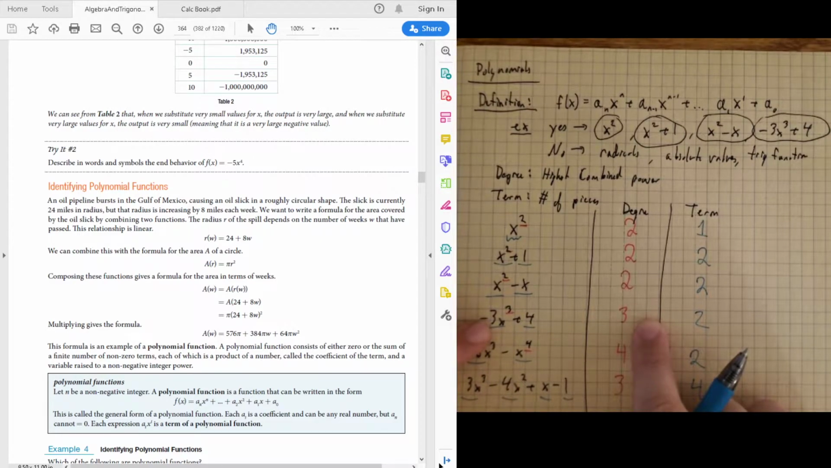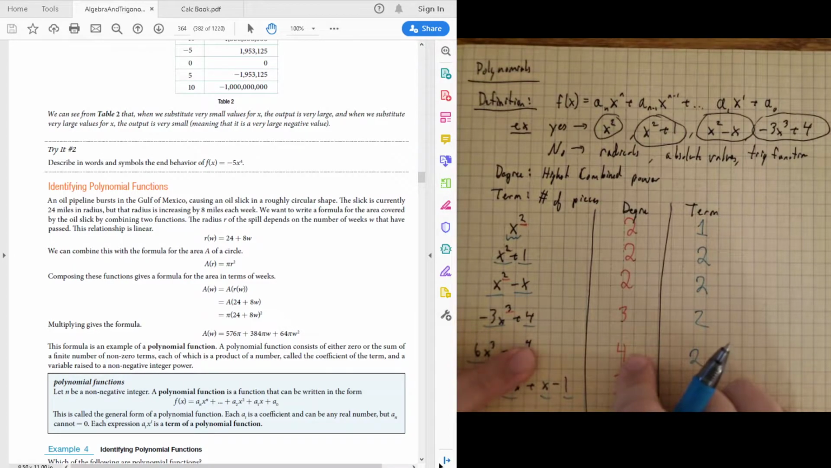Hey, negative 3? Cool. It's still a 3, because it's the power that matters here. The 3 is the power, so the 3 is the degree. The highest number here is a 4, so the 4 is a power, so the 4 is the degree. It doesn't matter what the number out front is when it comes to the degree.